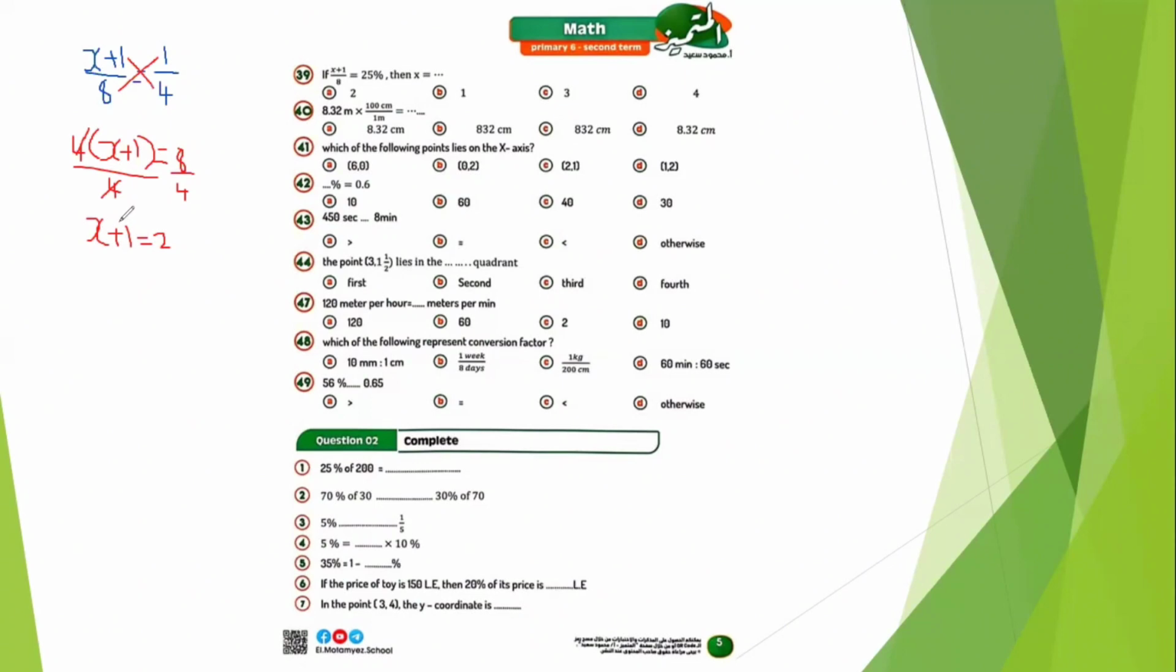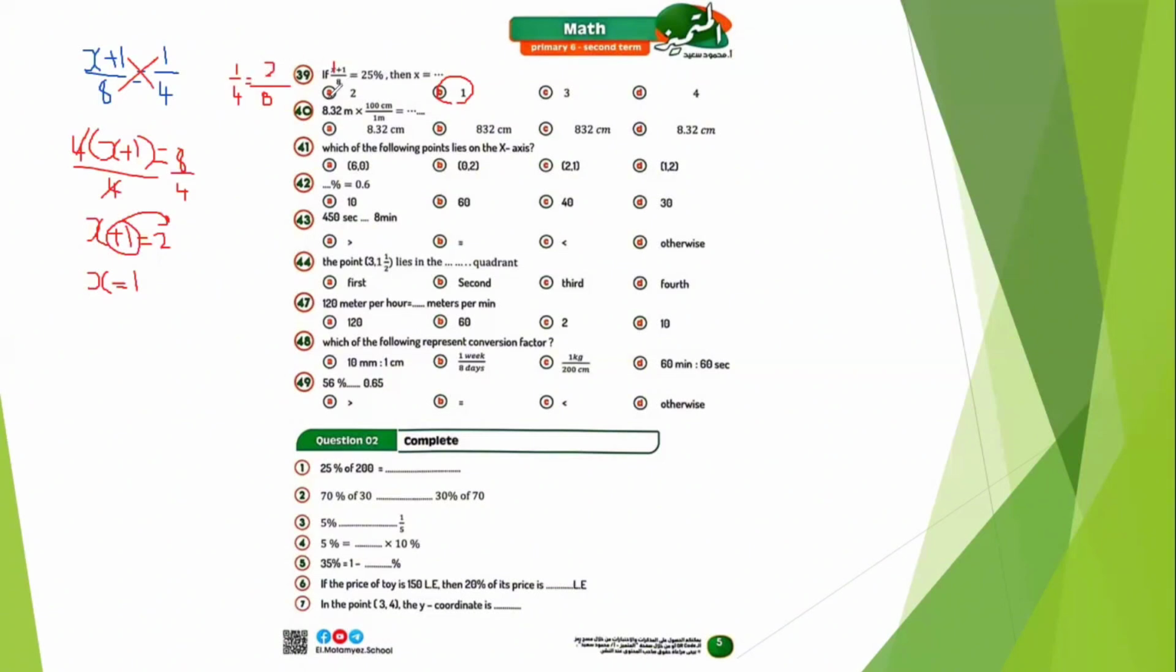I want to get the value of x, so put plus 1 in the other side with the opposite sign. X equals 2 minus 1 equals 1. So the value of x is 1. And we can try to check our answer. If I put this as 1, 1 plus 1 equals 2. 2 out of 8. Is 2 out of 8 means 25%? Yes, because when I simplify 2 out of 8, it will be quarter. And we know that quarter equal 25%.